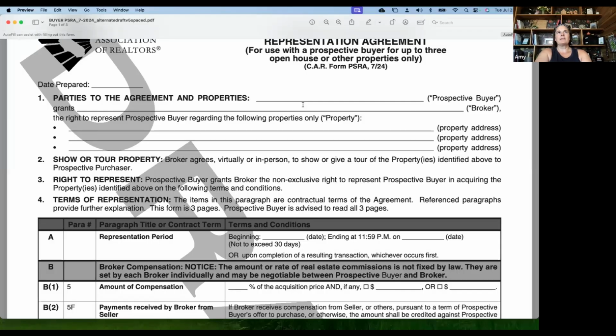Top of the form, just like basic other forms, you've got your date prepared, parties to the agreement and properties. So you're going to put prospective buyer here, broker, Realty One Group, Fox here.